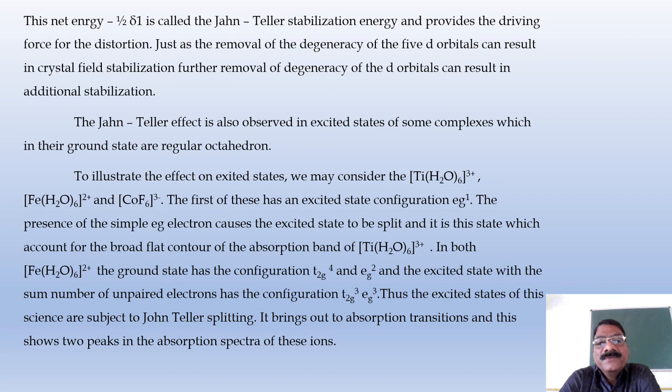The first of these has an excited state configuration eg1. The presence of the single eg electron causes the excited state to be split, and it is this state which accounts for the broad flat contour of the absorption band of [Ti(H2O)6]3+. In [Fe(H2O)6]2+, the ground state has the configuration t2g4 eg2, and the excited state with the same number of unpaired electrons has the configuration t2g3 eg3.